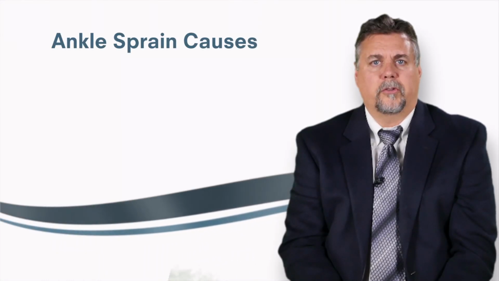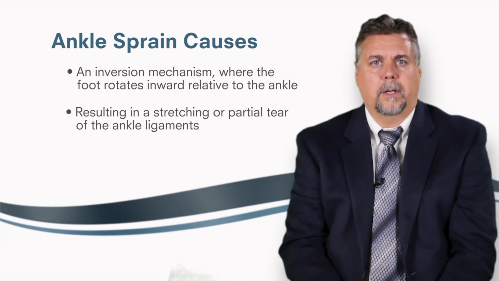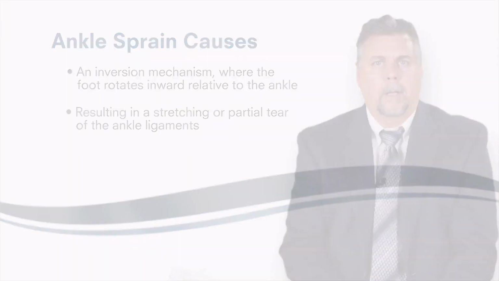The most common cause of an ankle sprain is an inversion mechanism, where the foot rotates inward relative to the ankle. This can result in a stretching or partial tearing of the ankle ligaments. This often occurs in athletes on the basketball court or the soccer field, but it can also occur in the general population because of a fall or an awkward step.